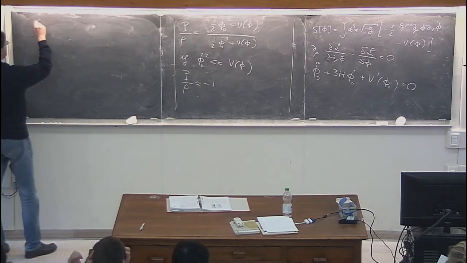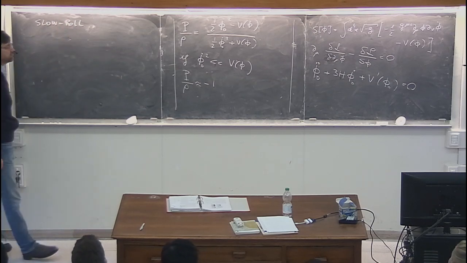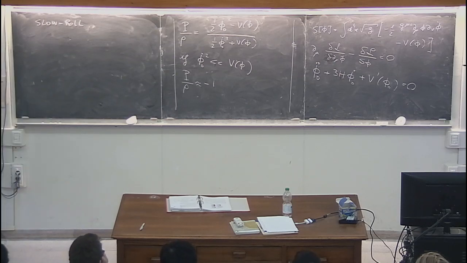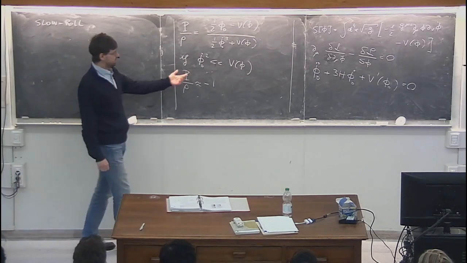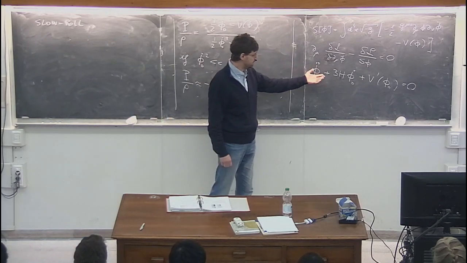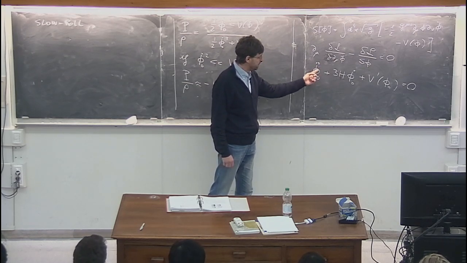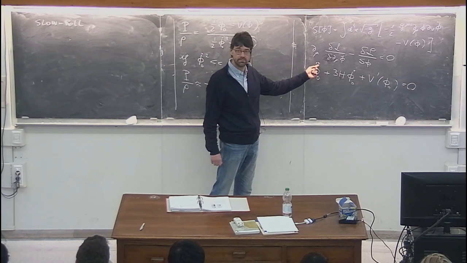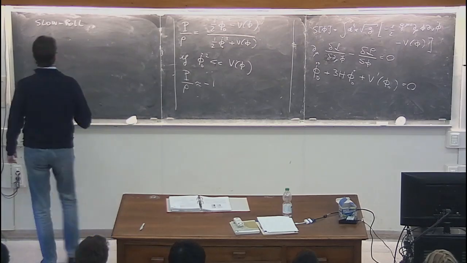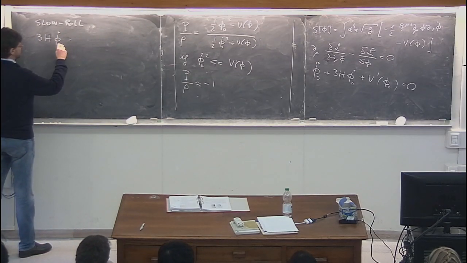So slow roll means that this field is moving very, very slowly, rolling down its potential, but very slowly. If this condition is satisfied, and we will quantify this condition better, I can drop, in this equation, the phi double dot, because the field is moving very, very slowly. So I say that this equation is friction dominated, as people say.